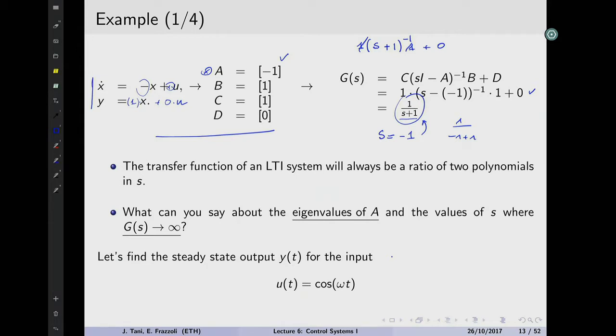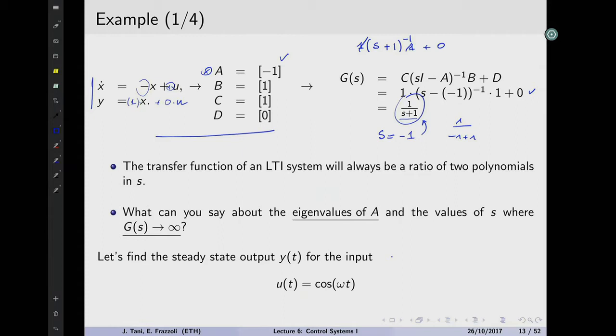And they have a special name. They're called the poles of the system, as we will see better later. Okay, so we're doing an exercise here. Really what we want to do is find an equation, the solution: what's the output at steady state for the system if we send, as an input, a cosine wave?